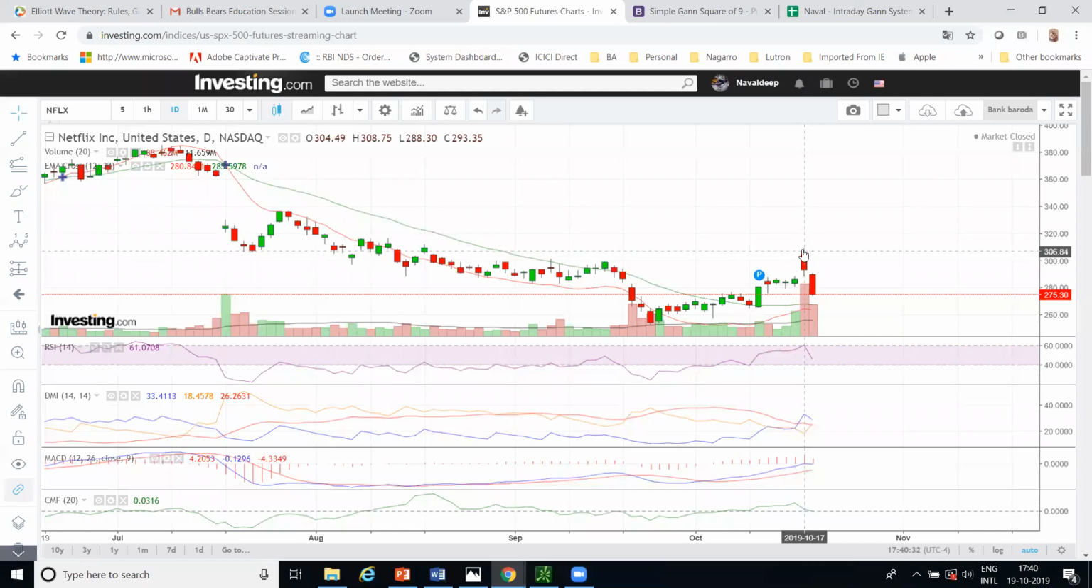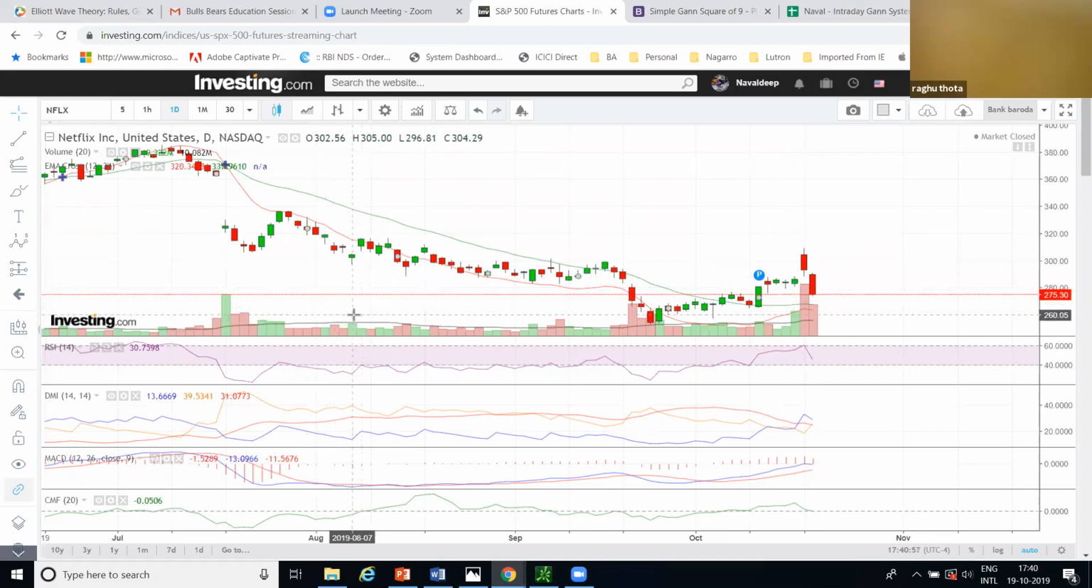Whether it stayed there or not, that's a separate question. But it broke out from this range. So when this range again touched, it was time to short. But here the volume is less as compared to here, because this was a day when the earnings were there. You can test it on any stock, any index ETF or anything. It should work.